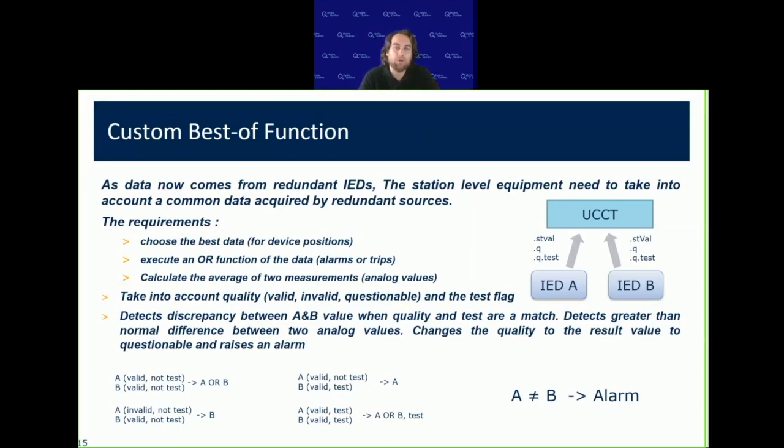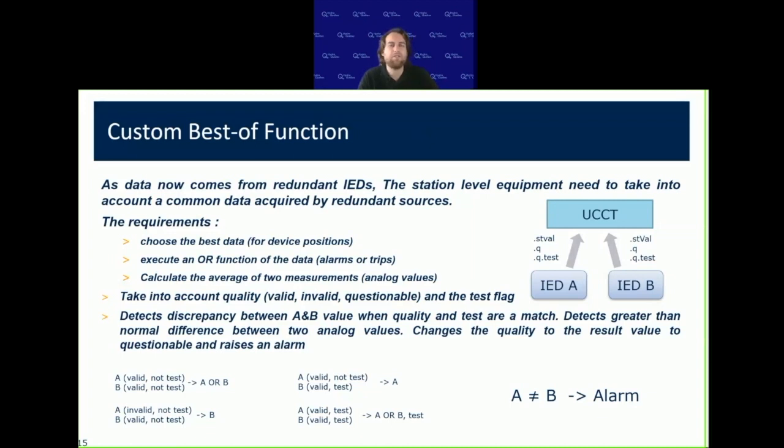Now this merging is going to be different based on the type of signal. So for a position, for example, we're going to take either A or B, because it's a real best-of. But if we're looking at an alarm, we want it to come up to the operators whether it comes from A or B. So then it's really a logical OR. And for the measurements, it's going to be an average of both values.